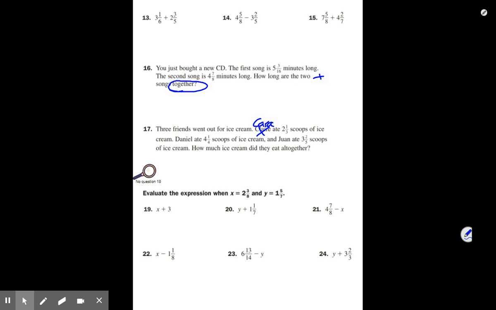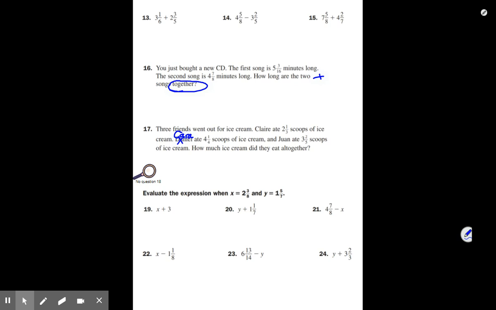And Kara ate 2½ scoops of ice cream. Daniel ate 4 1/4 scoops of ice cream. And Juan ate 3 2/3 cups of ice cream. Well, I want to be Daniel instead because I really like my ice cream. So I'm going to change it. All right, you don't have to do that. I'm just being a doofus.